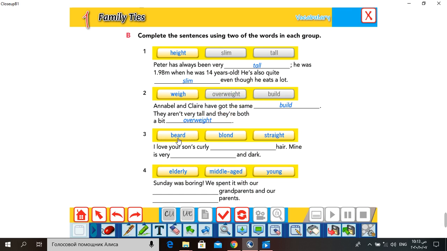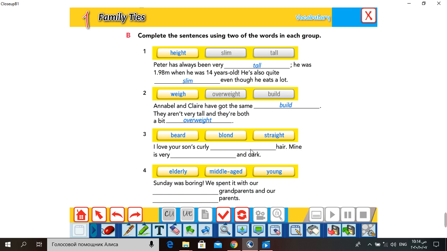Number 3, beard, blonde, straight. A beard is the hair that men have or grow on their chins, while blonde means the color, the fair color of some people's hair, and straight is the nature of the hair. I love your son's curly blank hair. Mine is very blank and dark.